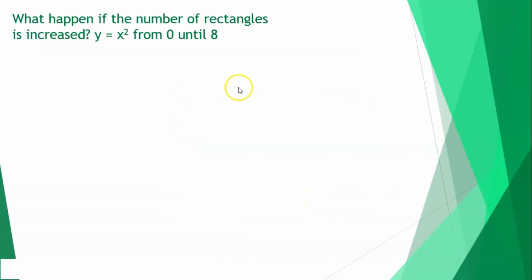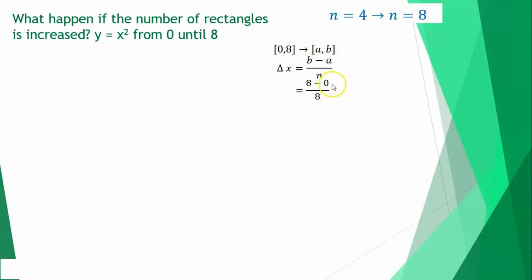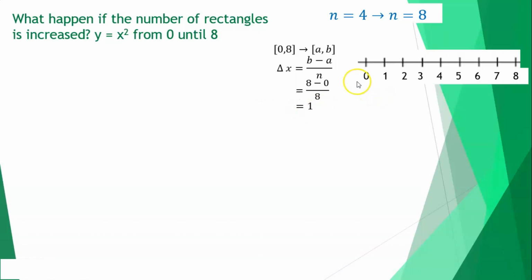Okay, now what happens if the number of rectangles is increased? Like the same given, y equals x squared, evaluated from 0 until 8. So at this point, from the rectangles of 4, we will change it to 8. So again, from 0 to 8, the width is b minus a over n. So 8 minus 0 divided by 8. So the result here is 1. So making use of the number line, we will have 8 divisions here. So that would have an interval of 1.